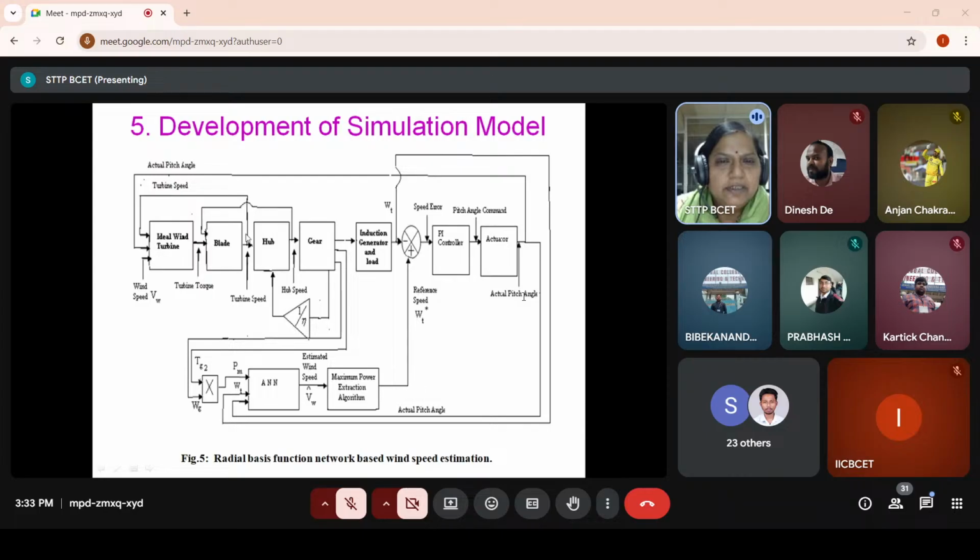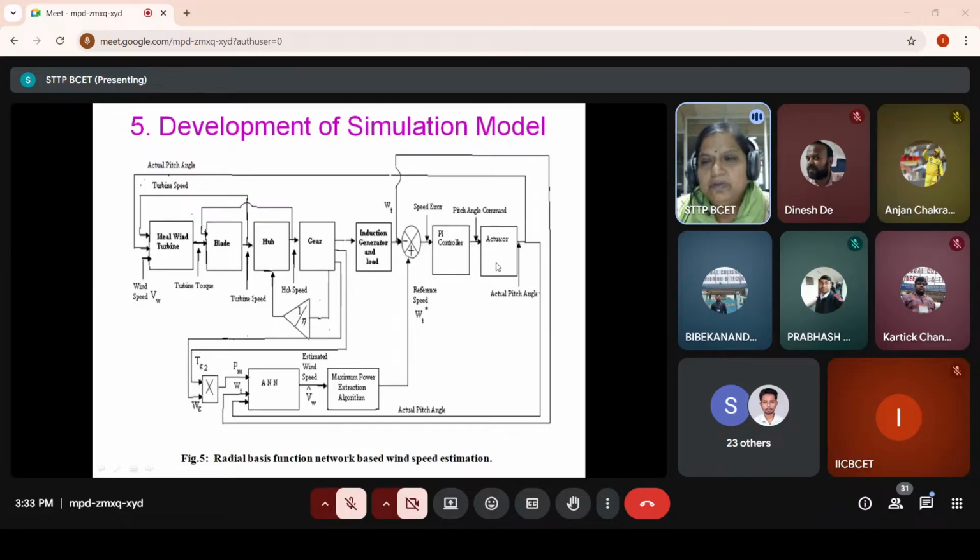This is a block diagram representation. Then we have the blade, then we have the hub, and here we have the turbine hub speed. Then we have the gear connected with the help of the hub speed, and then we have the induction generator and load, which is connected to a summing point. And then we have a PI controller, proportional plus integral controller. Then we have an actuator and the actual pitch angle. Now this is an open loop system.